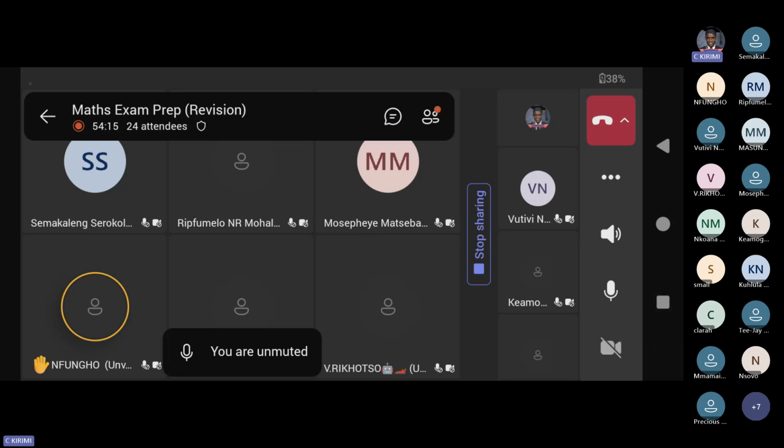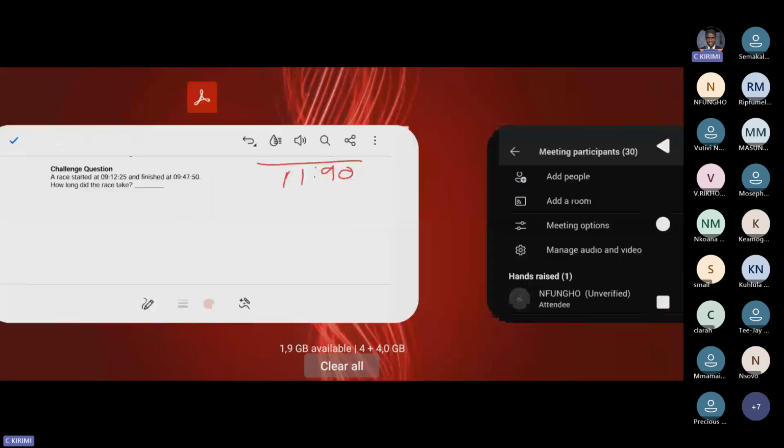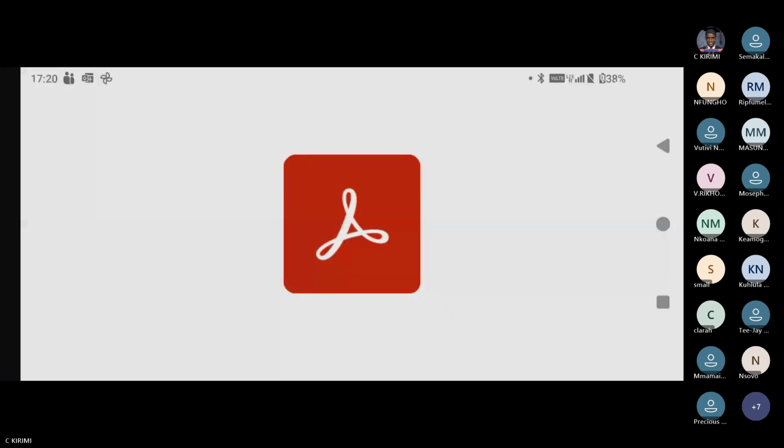All right, let's continue from where we left. So we are saying 1 hour, 90 minutes, it's 1 hour, 30 minutes. We are going to divide.